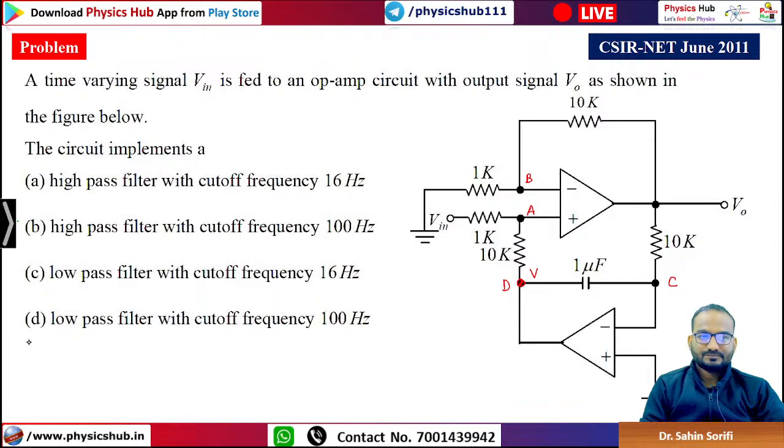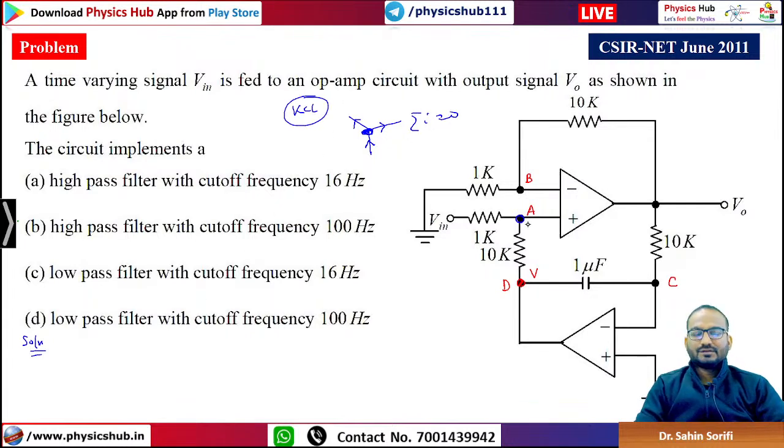Now, as per KCL, the total sum of currents entering into a junction is 0. Current entering is positive, current leaving is negative. The sum of I is equal to 0. This is the KCL. So we are applying KCL at node A, let's say.